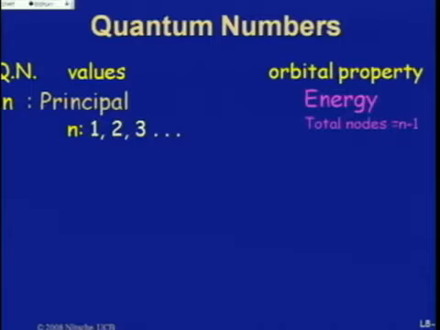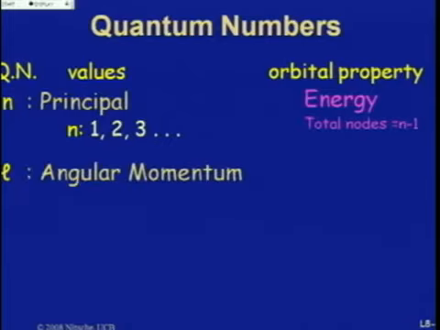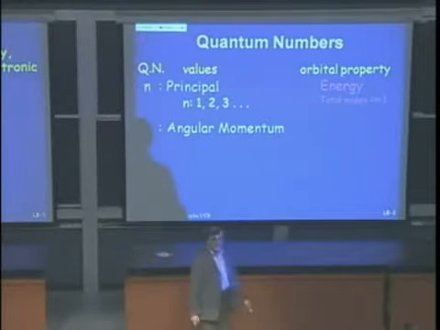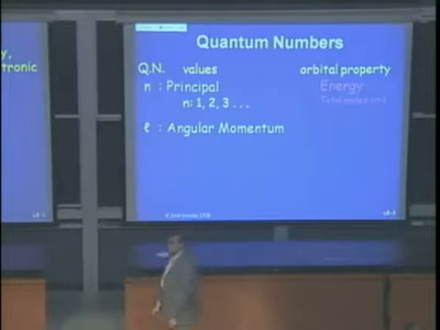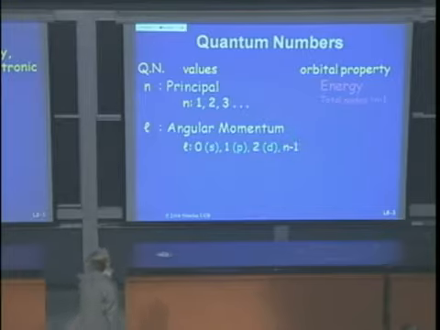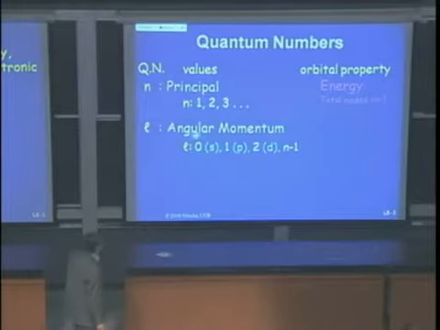So if you have n equals 1, how many nodes can you have? 0, okay? So if you have n equals 1, the angular momentum, this is the second quantum number, it gives you the shape of the orbital. The shape of the orbital can be L equals 0, L equals 1, L equals 2. It cannot be more than n minus 1. So if n equals 1, n minus 1 is 0, so you have only this L equals 0, and with this you have an s orbital.